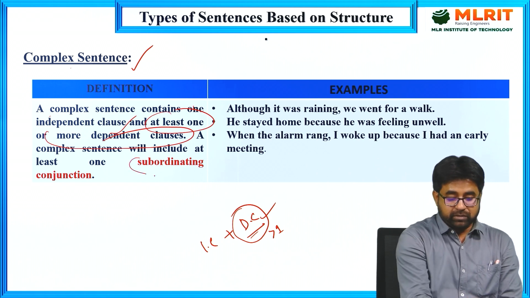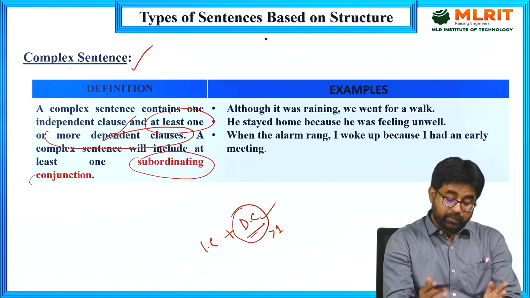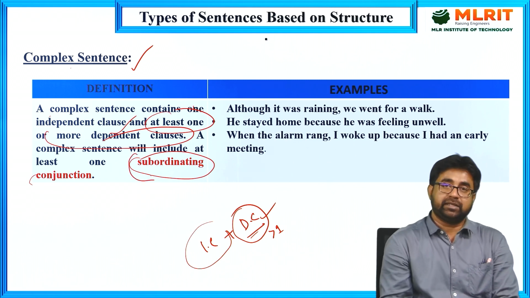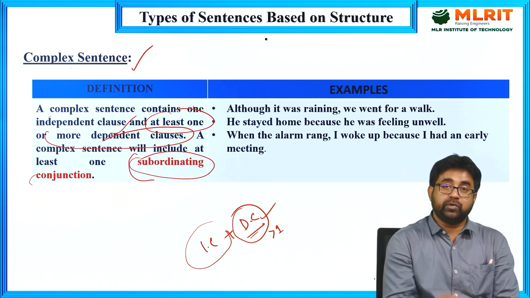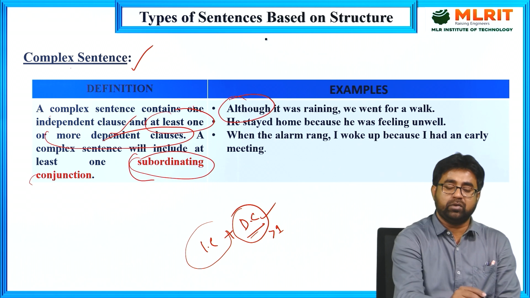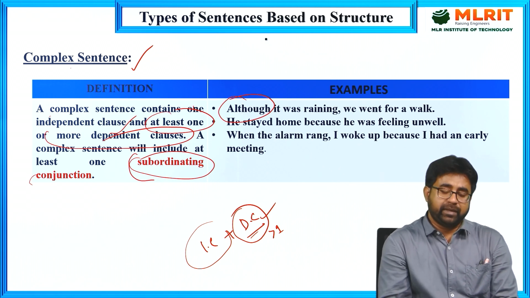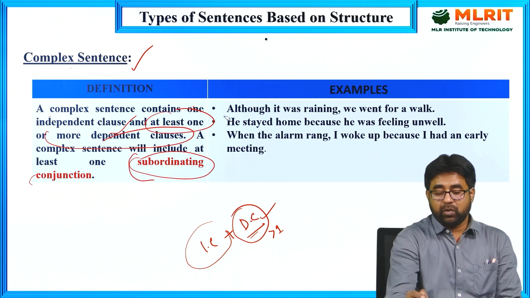DC means subordinate. And how would they be joined? Because there would be two different clauses, they would always be joined by a subordinating conjunction. And there are many subordinating conjunctions. Apart from those seven, all other connecting words are known as subordinating conjunctions. You can see although, even though, because, there are many examples. So you can see the example here: although it was raining, we went for a walk.